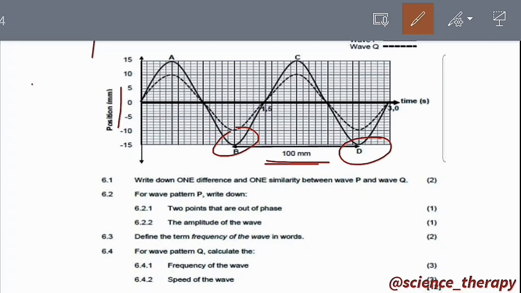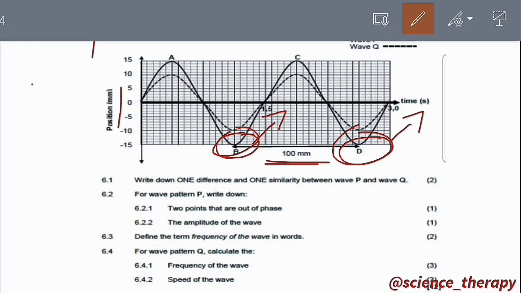Now, if you look at the particle direction after B, it's upward. The particles will be moving upward after B. And what about after D? Also, the particles will be moving upward. Now, if 2 points have the same particle direction, we say they are in phase. If 2 consecutive points are in phase, we say they complete a full wave, one full cycle. That means the distance between 2 consecutive points that are in phase is the wavelength. So that is the definition of the wavelength.